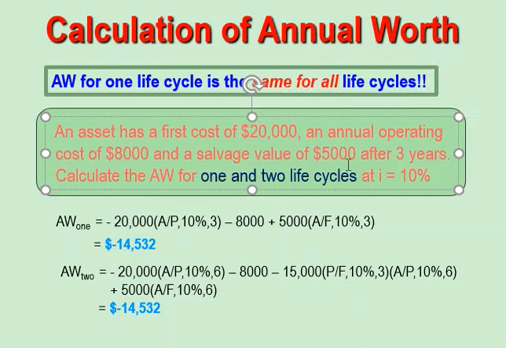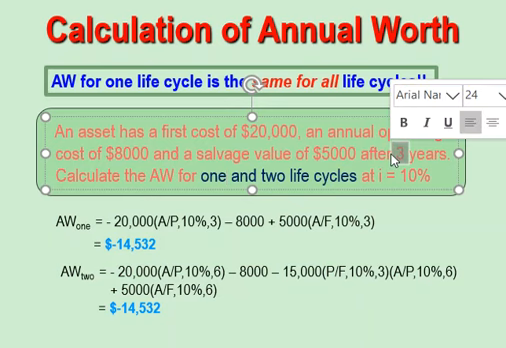Salvage value is the money that you can get once you sell your old machine after the life cycle ends, and therefore it's in the future. So this $5,000 is in the future. How many years? You are gonna sell this after 3 years. They're telling us calculate AW for 1 cycle and 2 life cycles. 1 cycle, that means 3 years. 2 life cycles, that means 6 years.